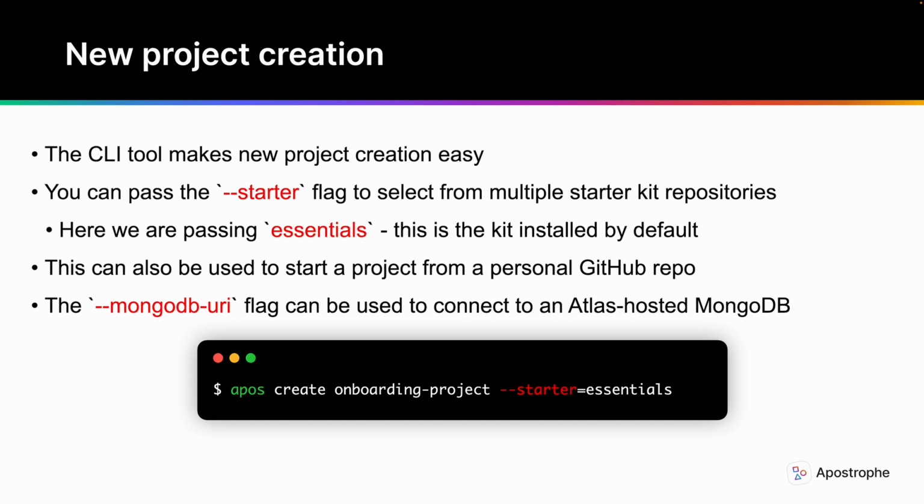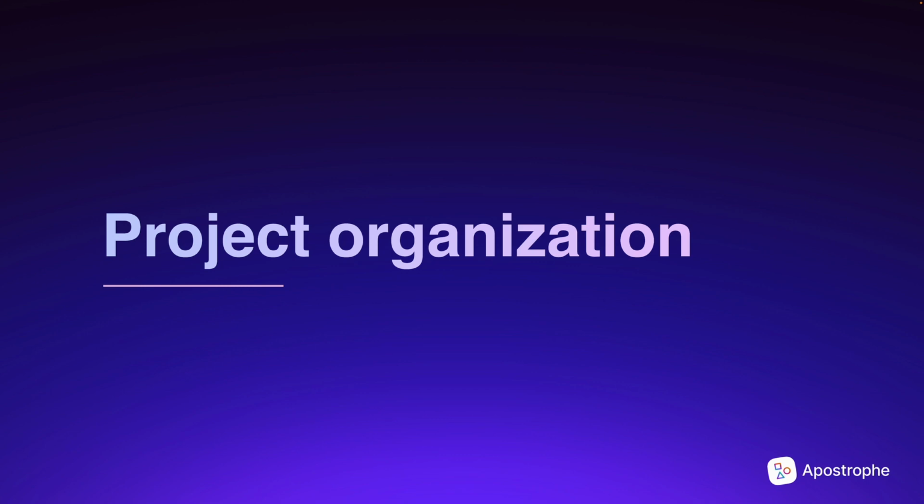By default, the command will use the Starter Kit Essentials repository as a template. The starter flag can be used to select another template like the e-commerce starter kit. You can see our website linked in the comments below for all the starter kits that are available. Once your project is created, you can change into the directory to examine the overall organization of the code.